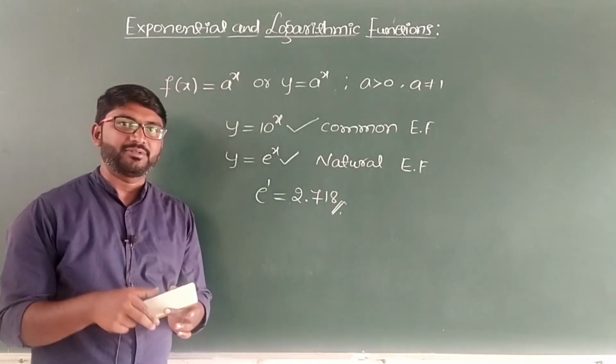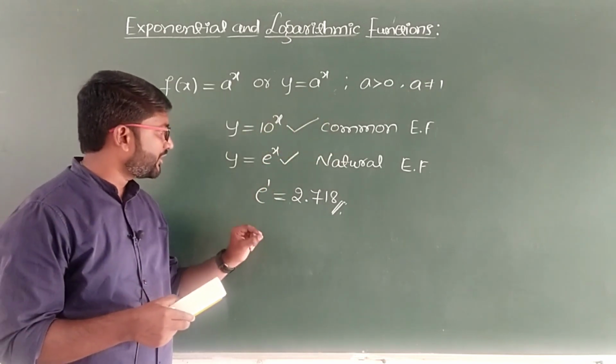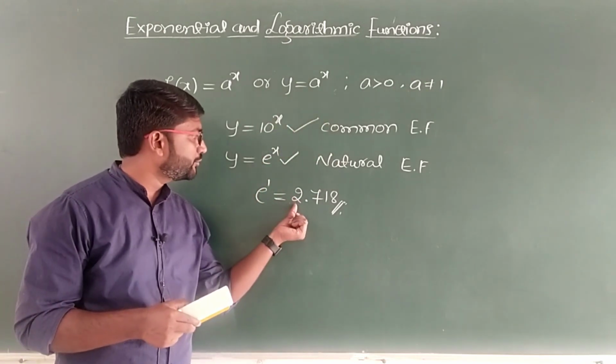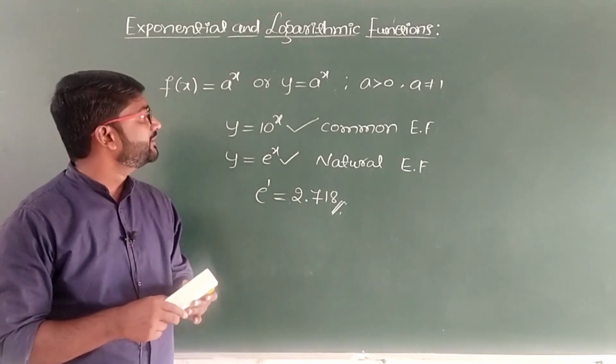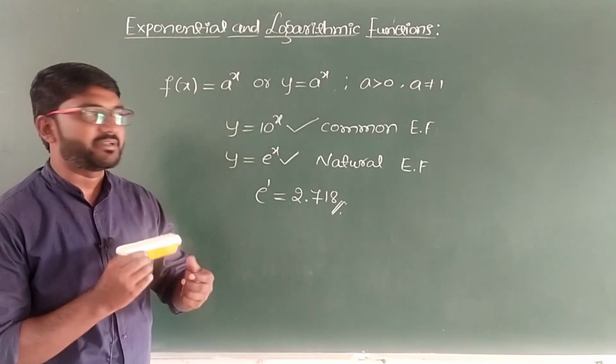2.718. So you have to remember this. The value of e, small e, in mathematics it is 2.718. This is regarding the exponential function. Then we'll discuss about logarithmic function.